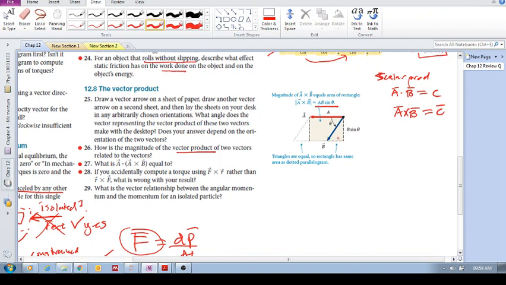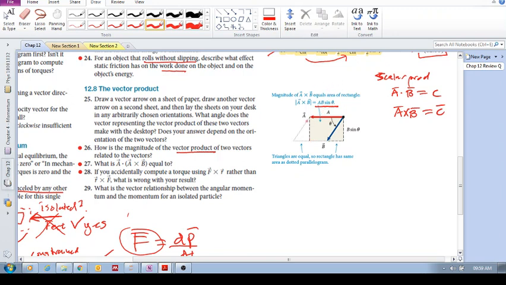If you actually go into the textbook, it says the magnitude of the vector product of two vectors is equal to the area of the parallelogram defined by them. So that is the parallelogram defined by them. So the magnitude is equal to that parallelogram, but it's the same area as this rectangle. So make sure that you understand that.